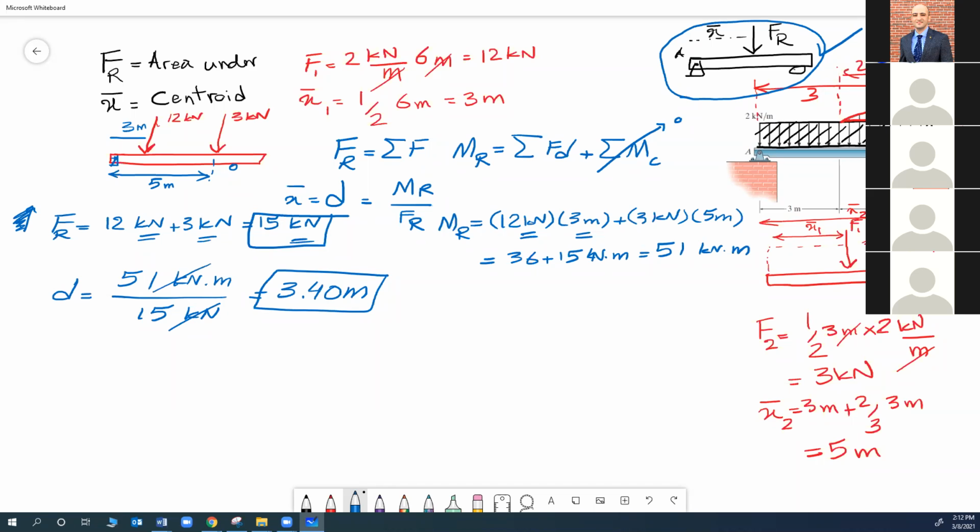Questions about how I did it? So what I have right now is a force of 15 kilonewtons at 3.4 meters. Any questions about simplifying distributed loads, stuff like that?